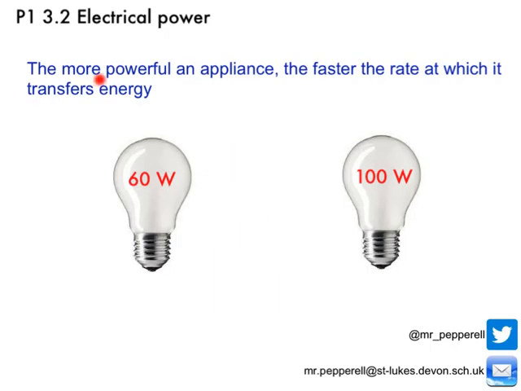So hopefully we can now understand what this statement means. My 60 watt light bulb here is transferring 60 joules of electrical energy into light energy every second, whereas my more powerful 100 watt light bulb is transferring 100 joules of electrical energy into light energy every second. So it doesn't take quite as long for it to transfer more energy. So the more powerful the appliance, the faster the rate at which it transfers energy.